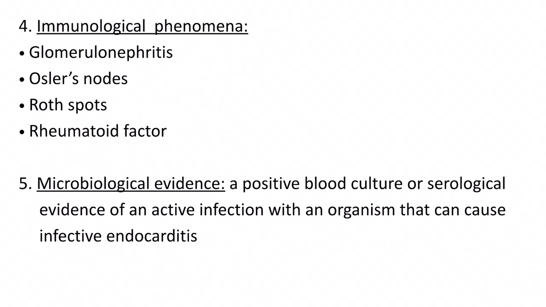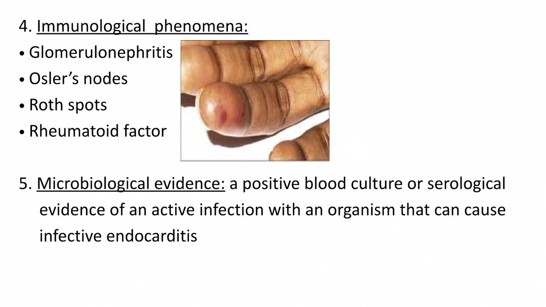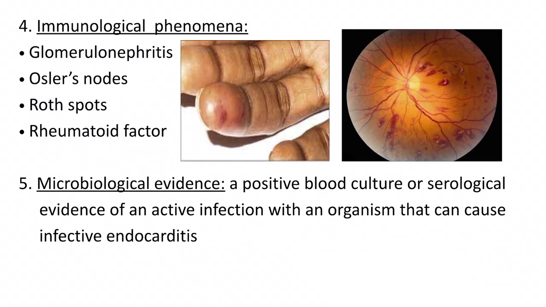And Osler's nodes are tender, purplish pink colored nodules having a pale center which is found on the pulp of fingers. Here you can see in the image. And Roth spots, these are multiple retinal hemorrhages having a white center. You can see in the image there are many hemorrhages scattered over the retina which is having a pale center.